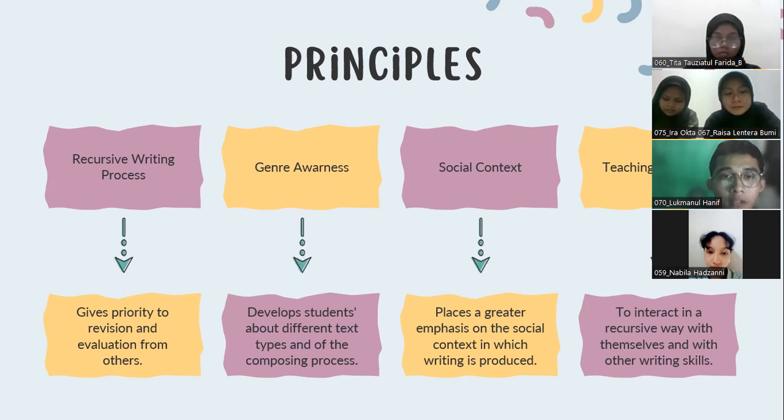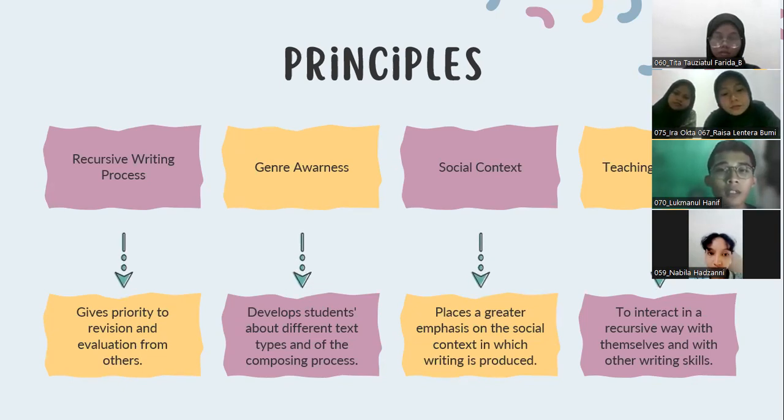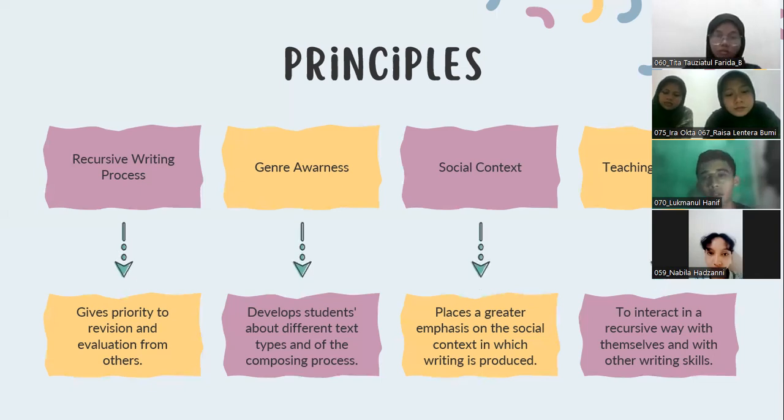And the third is social context. The genre approach places a greater emphasis on the social context in which writing is produced. The process genre approach integrates the strengths of the process approach and the genre-based approach to writing as a communicative process. And the last one is teaching procedure.